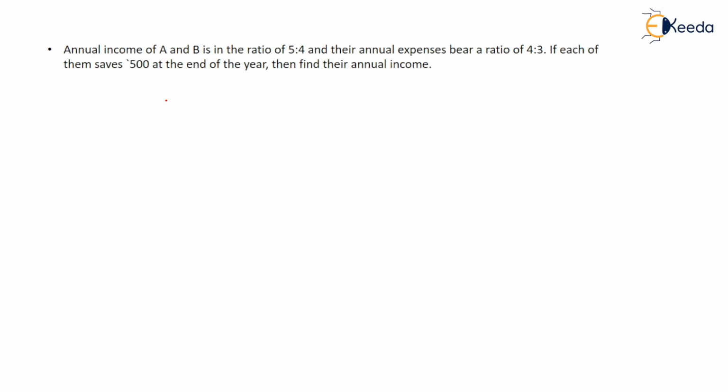Let's solve the next question. The annual incomes of A and B are in the ratio 5 by 4 and their annual expenses bear a ratio of 4 by 3. If each of them saves 500 rupees at the end of the year, then find the annual income. So annual income is in ratio 5 by 4 and their expenses are in ratio 4 by 3. Okay, this is their income and this is their expenditure. So if you subtract expenditure from income, what do you get? You get savings, right? Simple. So that value is given to you, that is 500.